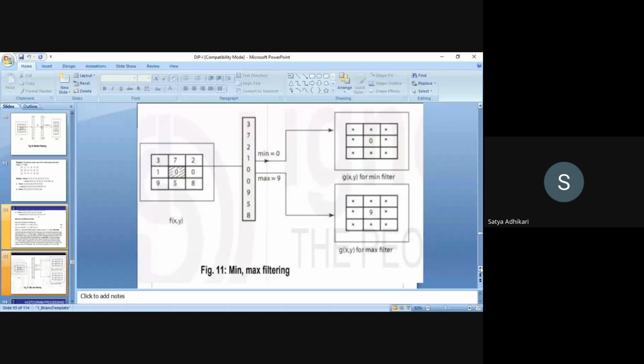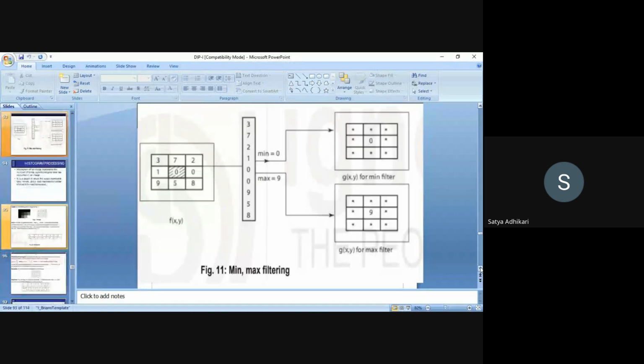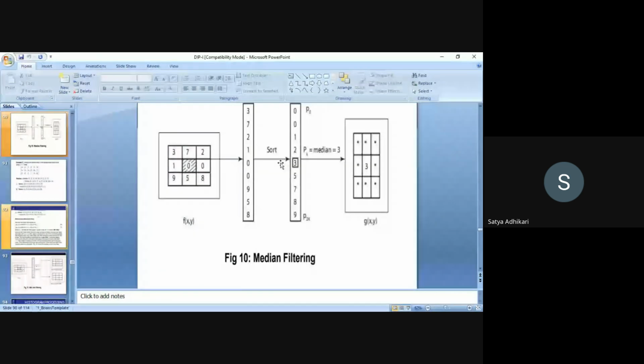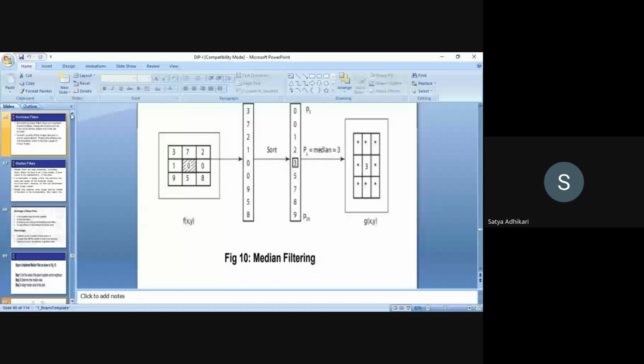Similarly, in the mean filter, 0 will be replaced by itself because 0 is the minimum. Suppose there is a 7 in place of 0, it will also be replaced by 0. 0 is darker; it is the darkest. So this is the mean filter and max filter. We have discussed all about the filters. Now we'll discuss some other techniques.